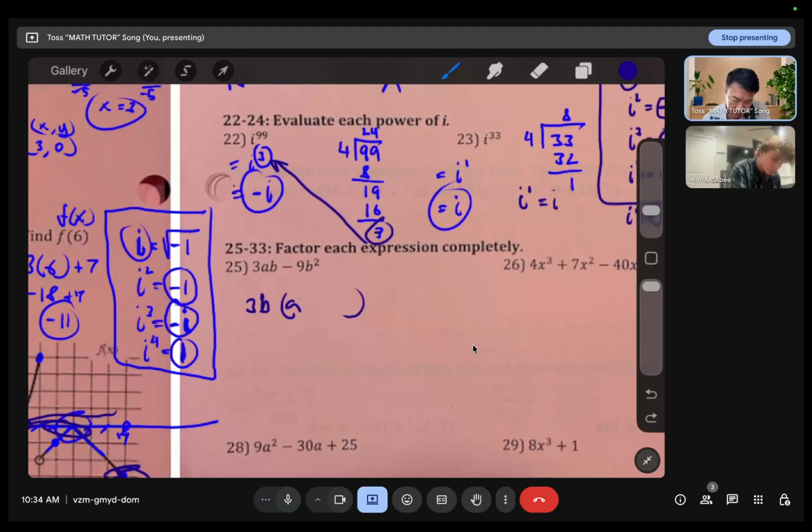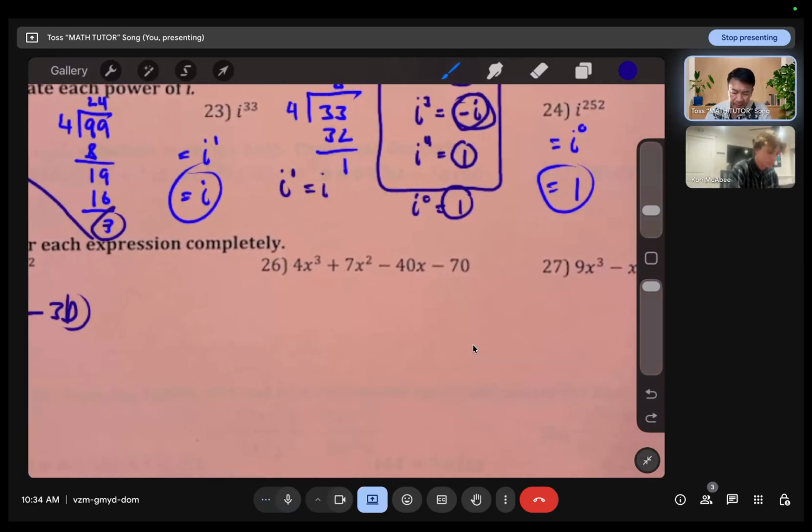So it'll be 3b times a minus 3b. Let's see if you agree, because if you distribute it, you'll get back the original. 3b, yep, 3 times b, yeah, a, and minus 3, 9, 3 times 3 is 9, and then b squared, yep, that's it. So that's done.